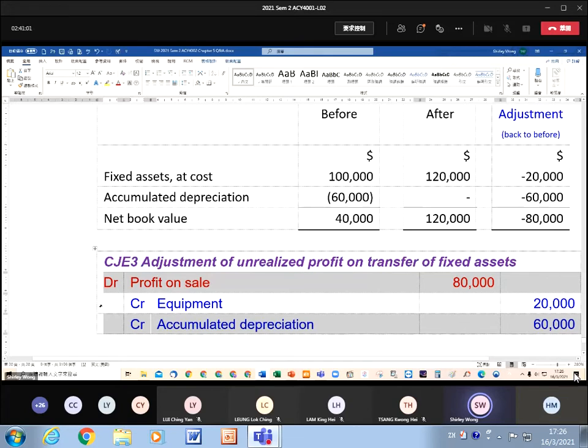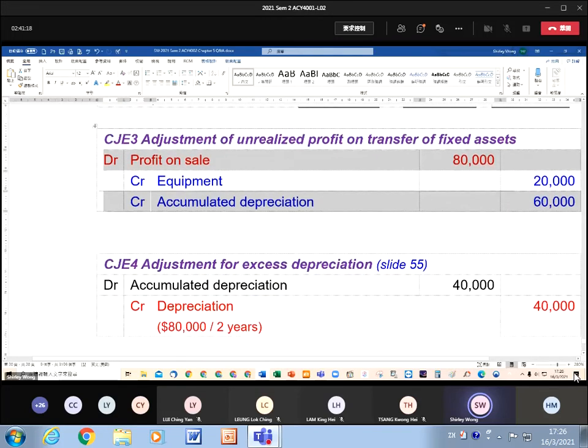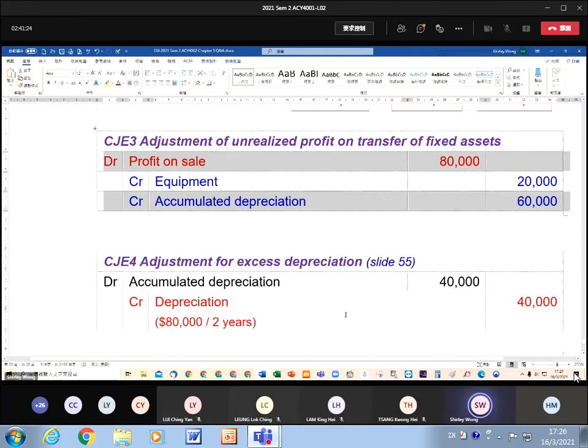Sometimes it will be debit, sometimes credit. Okay, so you have several ways to find this entry. Just make a reference on that and then see which method you prefer. You can use it yourself. And finally, the adjustment of the accumulated depreciation on that. Okay, so this will be CJE 3 and 4.